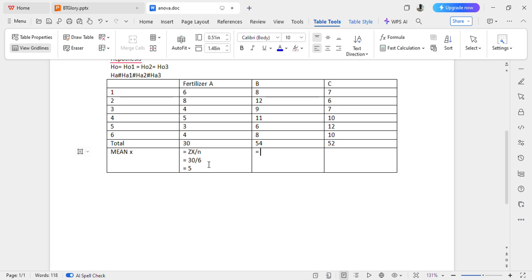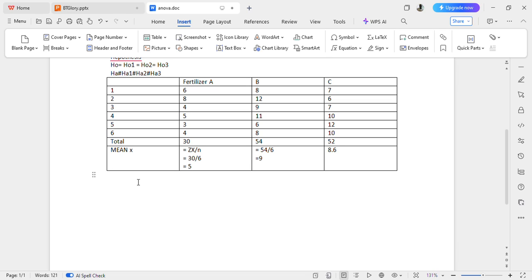The mean for the second one is 54 divided by 6. That is 9. So the mean for this is 9. And then for the other one, 52 divided by 6, 8.6. Alright, so these are the means. So number 1, determine the mean for each and every group. So we have the mean for each and every group.